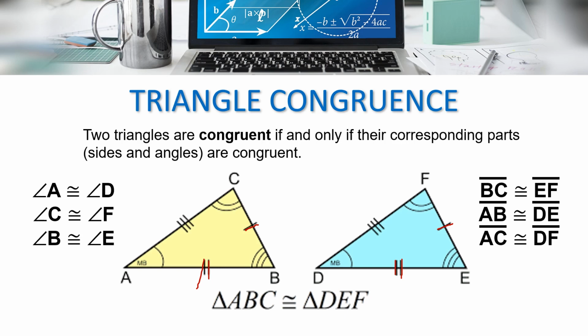Ganon din naman ang markings kapag angles, okay? But this time, ang ginagamit nila is curves. So, katulad dito, 3 curves. So, ang katapatan niya, yung may 3 curves din. So, ibig sabihin, ang magka-congruent or corresponding angles is angle B and angle E.